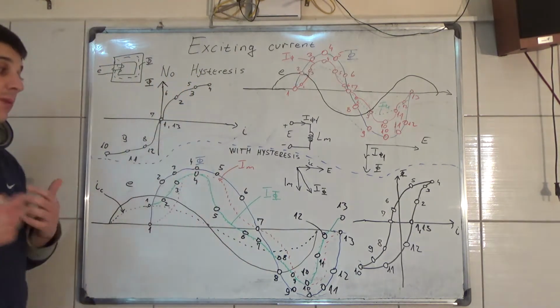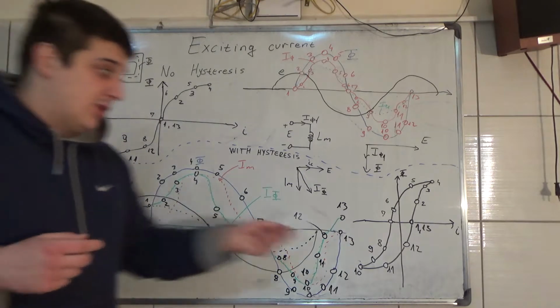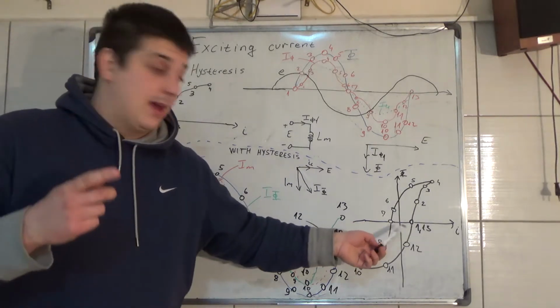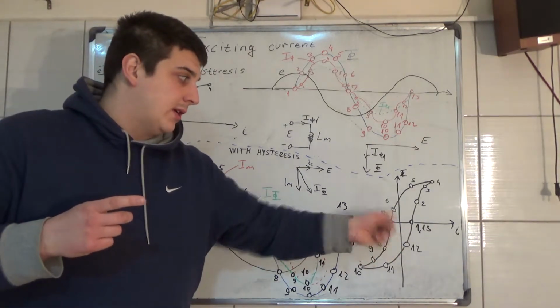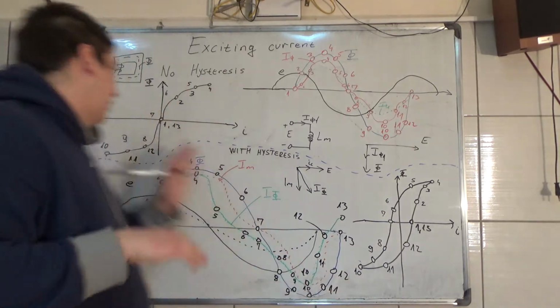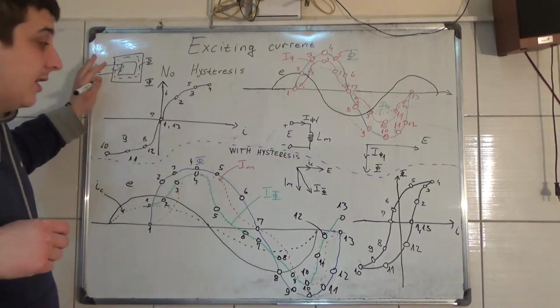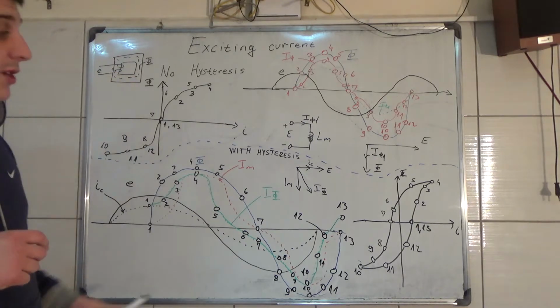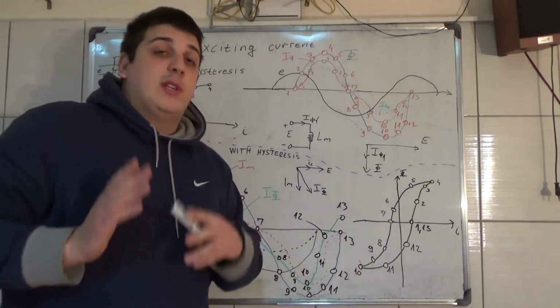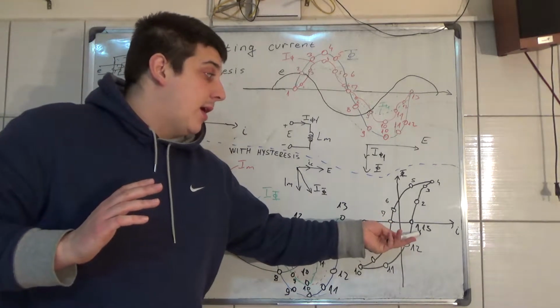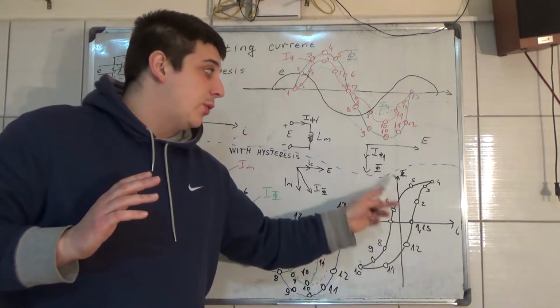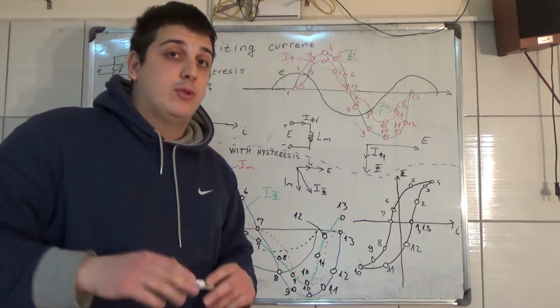Now what happens when we have hysteresis? As you can see, now we have lagging. When we bring in the sinusoidal voltage, after a few cycles we go to the steady state, and as you can see at number 1, we have some current but we don't have any flux. I'm going to show you that.